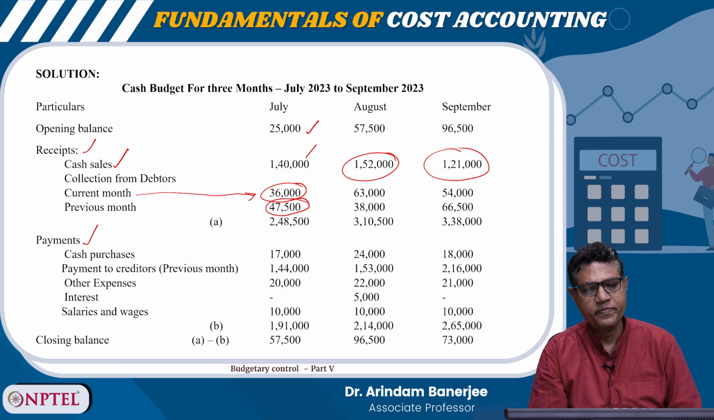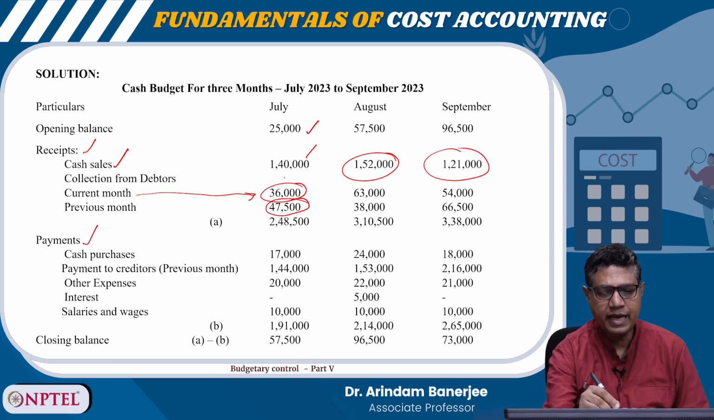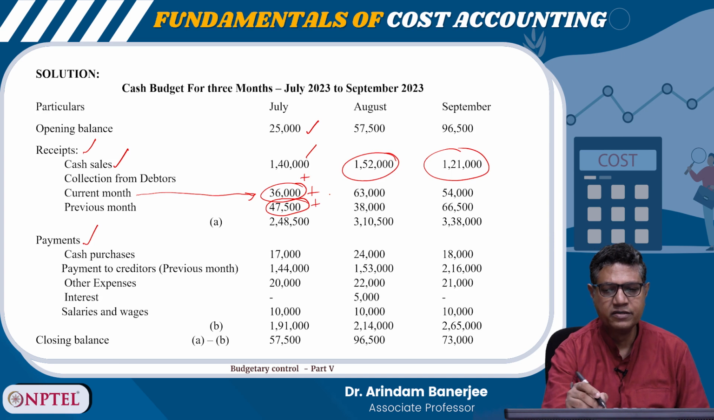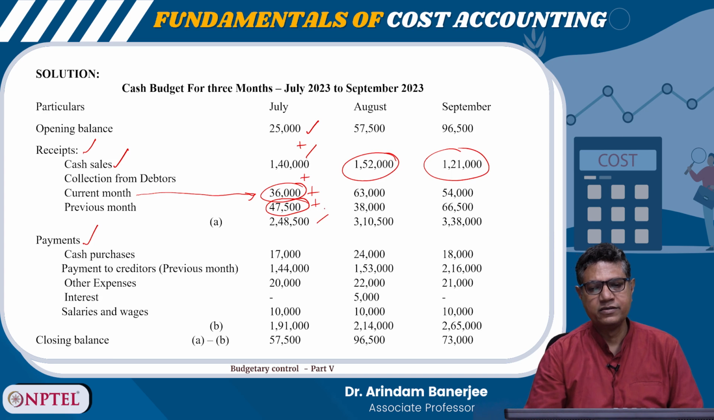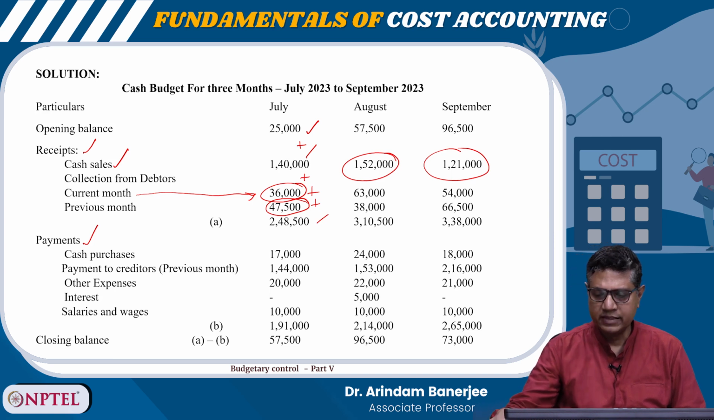So, we can see here from the previous month it is 47,500. Okay. Now, if I add 1,40,000 plus 36,000 plus 47,500 plus the opening balance, I am getting 2,48,500. We can see it here.